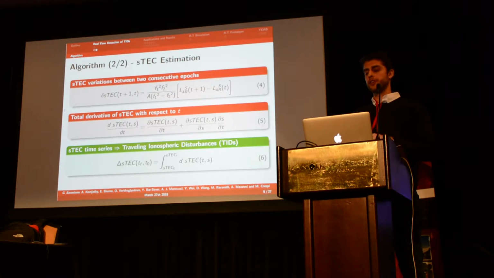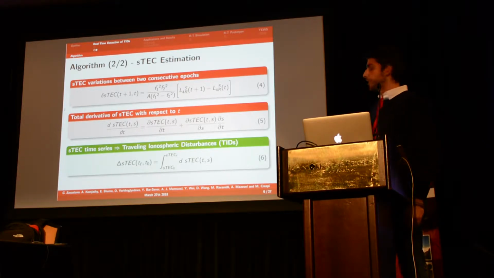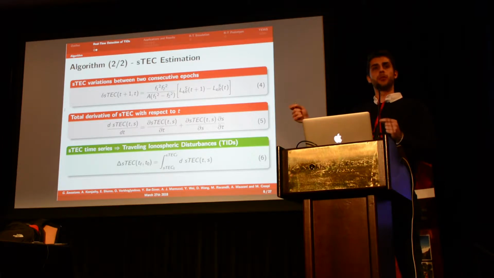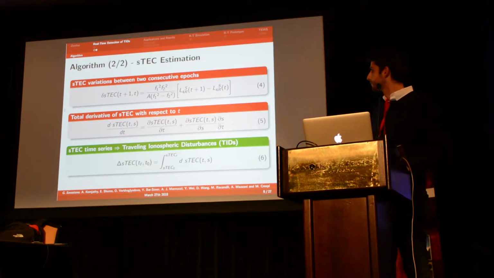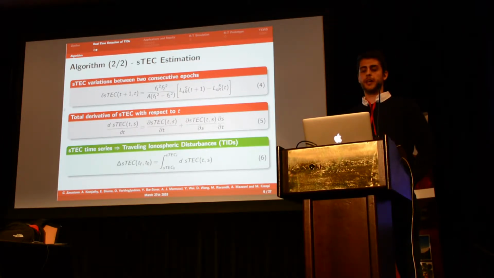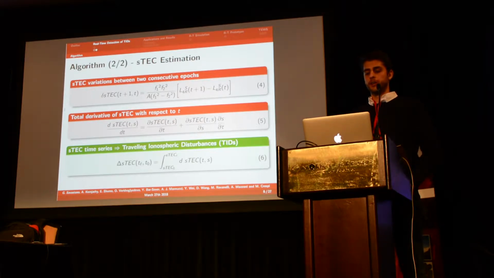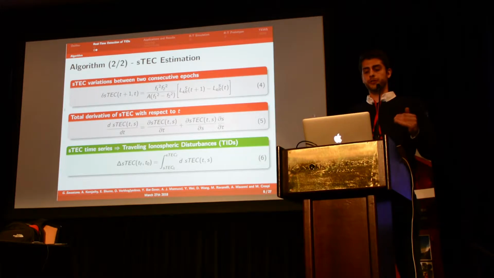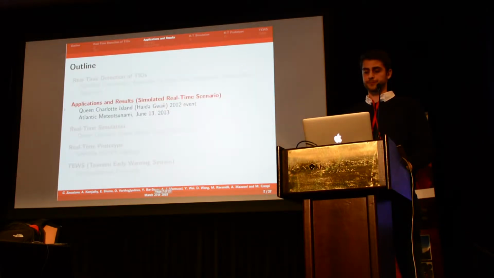So there is a variation due to the temporal variation. And there is also a second term due to the spatial gradient and the fact that the IPP is moving at a certain velocity. The last step, we integrate this quantity, and we obtain this time series that we use to detect fast changes in the ionosphere.